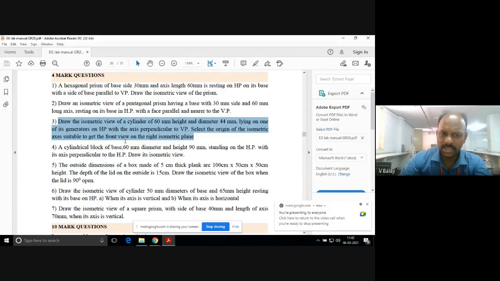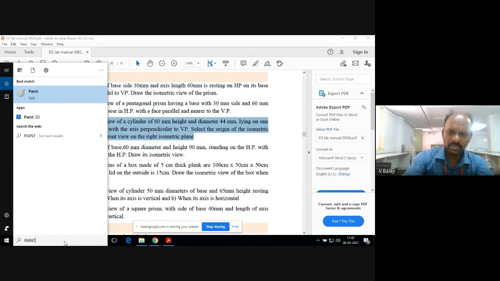Its generator is on the ground and axis is perpendicular to VP. So as we discussed, the true shape appears in the front view. So we need to apply the second method. Let me use Paint software to explain the concept.